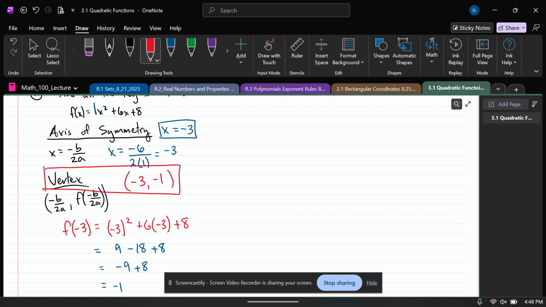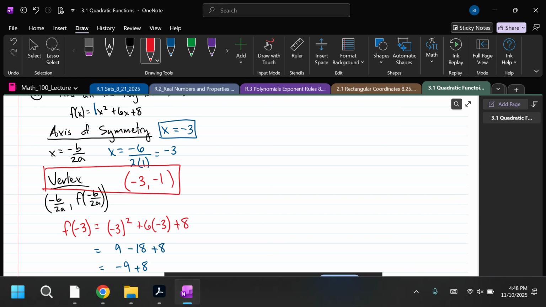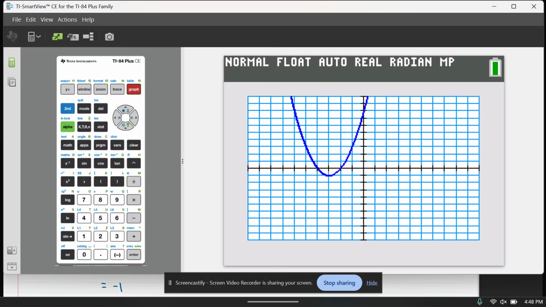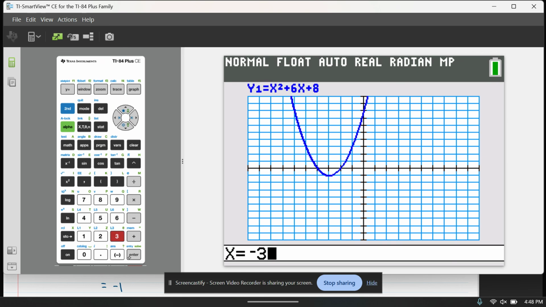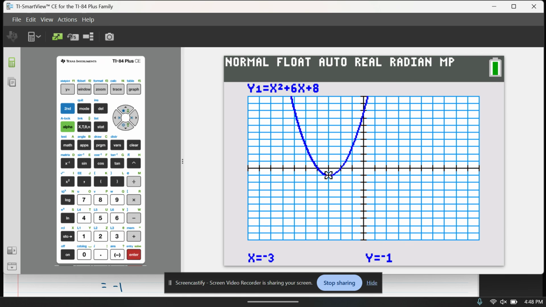Now I'm going to go to the calculator. I'm going to show you a couple of different ways to find that with the calculator. Since I found the axis of symmetry on the calculator, I can get it to tell me what the y value is for that particular x value. I can hit trace and then type negative 3 and hit enter, and there's my ordered pair, and it marks it on there. That's negative 3, negative 1. Okay.